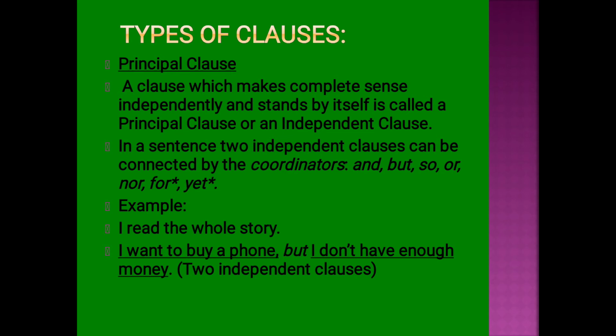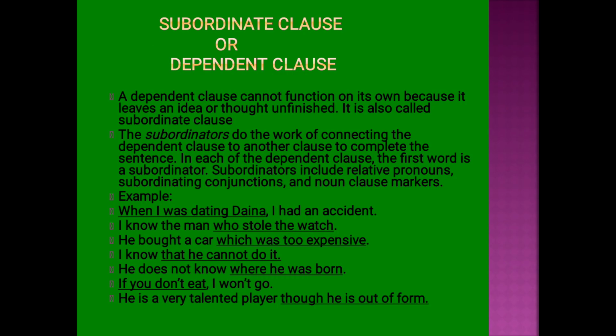Now the next part which we will do is the subordinate clause, or it can be called a dependent clause. It is obvious from the name, subordinate. That means this clause cannot be spoken without the help of an independent clause. It requires the help of the independent clause. You can see in the example here: when I was dating Diana, I had an accident. First you have to find out the independent part of the sentence. I had an accident. This is the principal clause. It can be spoken without the help of another part.